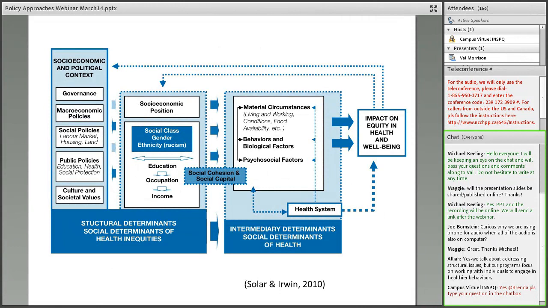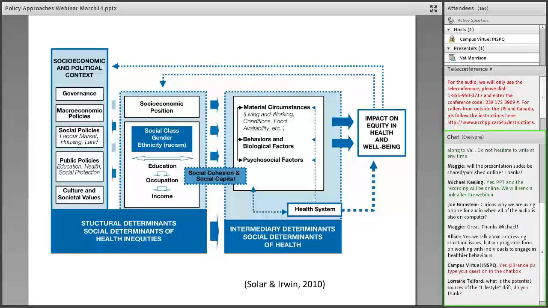Many of you will recognize this graphic or conceptual framework from the WHO's Commission on the Social Determinants of Health. This is from the conceptual framework itself that was published after the report in 2010. But if we think about where your answers fell a minute ago on that question in terms of reducing health inequalities, you can see that they fall on the far left side of this in terms of social public policies and perhaps macroeconomic policies as well, but definitely in that socioeconomic and political context box.